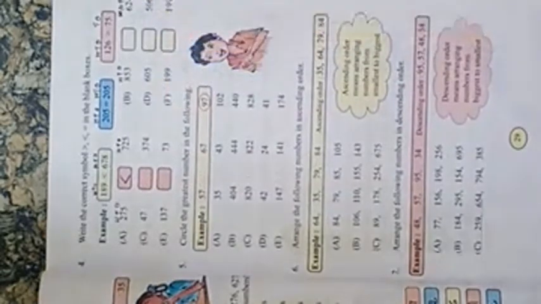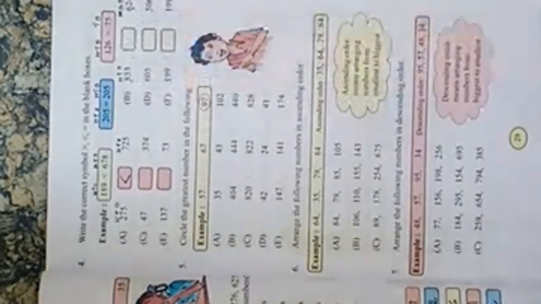Now 853. Now you write hundreds, tens, ones. Okay, here first you have to observe the hundreds place digit. Children, the hundreds place number you have to observe.